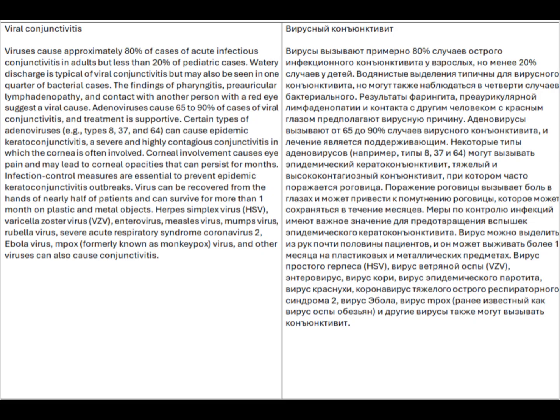Infection control measures are essential to prevent epidemic keratoconjunctivitis outbreaks. Virus can be recovered from the hands of nearly half of patients and can survive for more than 1 month on plastic and metal objects. Herpes simplex virus (HSV), varicella zoster virus (VZV), enterovirus, measles virus, mumps virus, rubella virus, severe acute respiratory syndrome coronavirus 2, Ebola virus, Mpox (formerly known as monkeypox virus), and other viruses can also cause conjunctivitis.